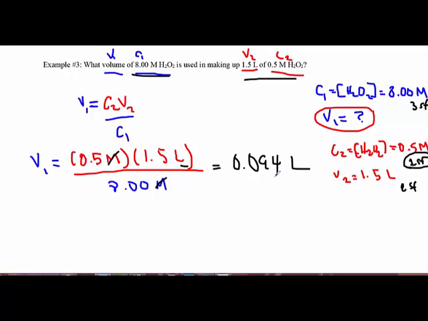So that means I'm going to round it right there at the 9. The 4 is not quite big enough to round up my 9, so I'm going to leave it as 0.09 liters. And there's my final answer.